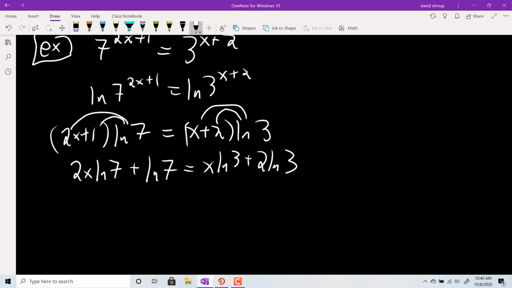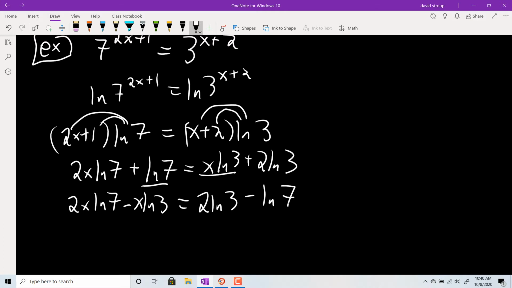Then I'm going to get all the x's on one side. So I'll move the x ln 3. I'll get minus x ln 3. I'll move the ln 7. I get minus ln 7. Then I'm going to factor out an x from the left-hand side.